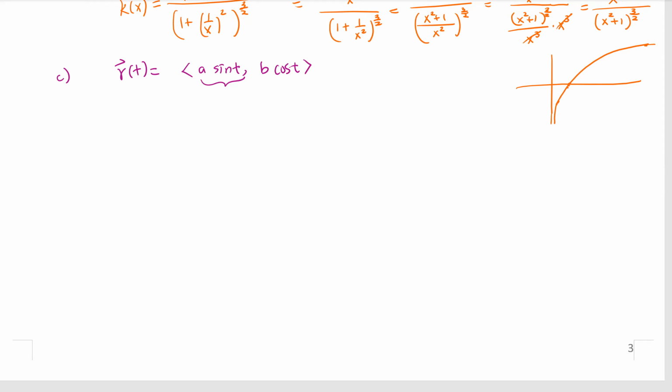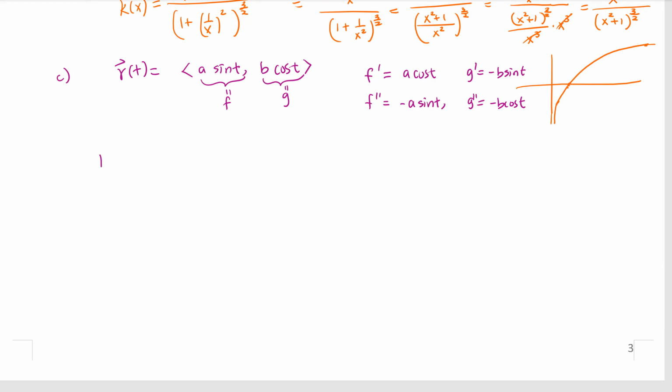So we know this is f, this is g. F prime equals a cosine t. F prime prime is minus a sine t. G prime is negative b sine t. G prime prime equals negative b cosine t.